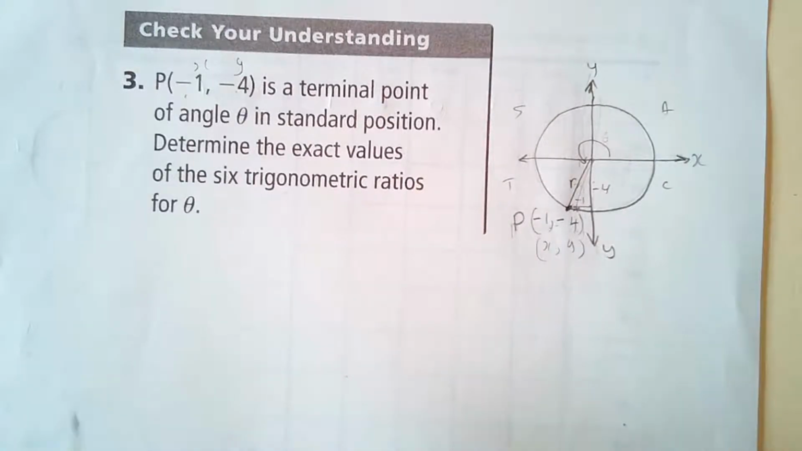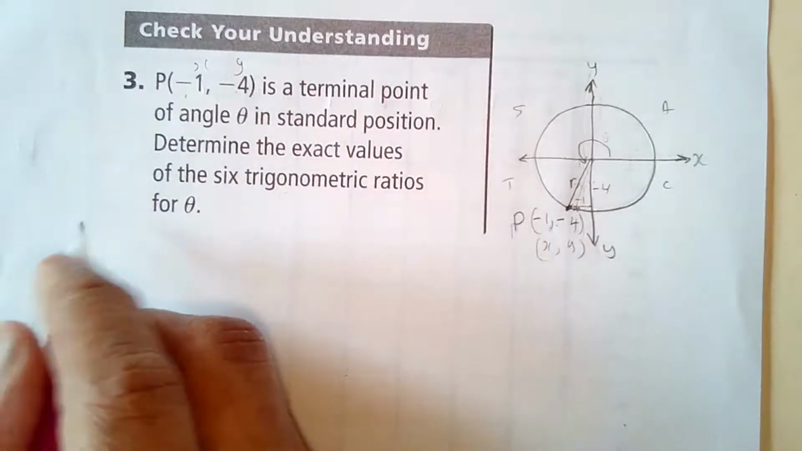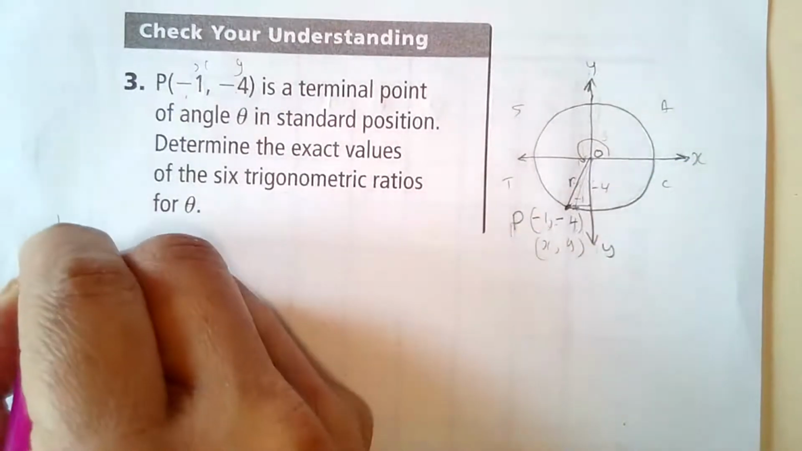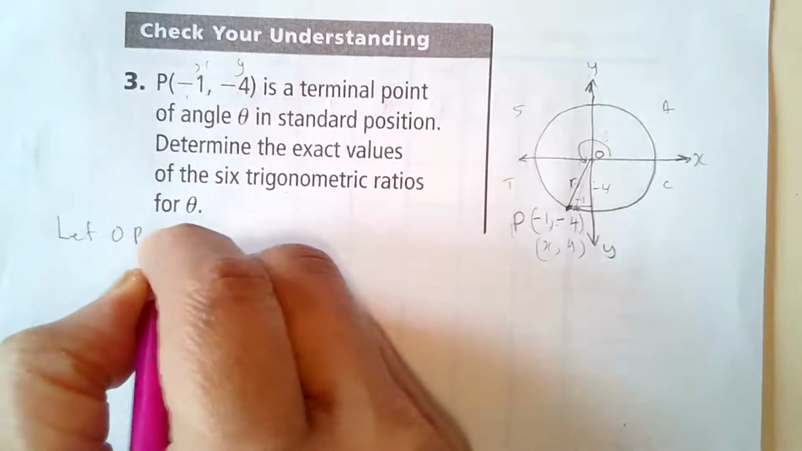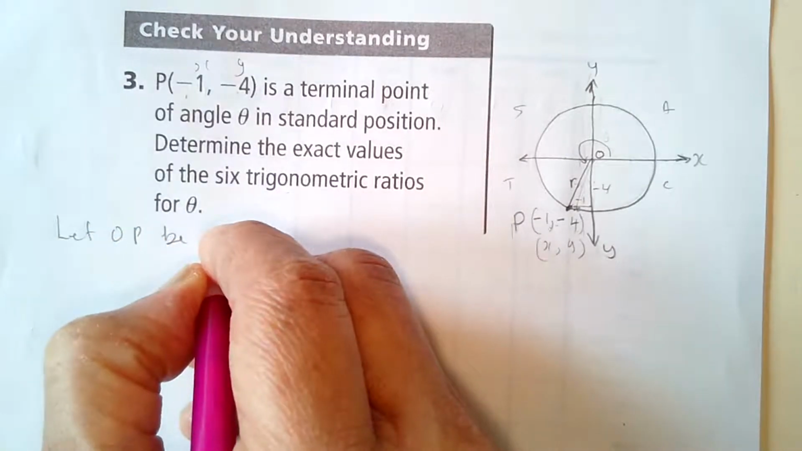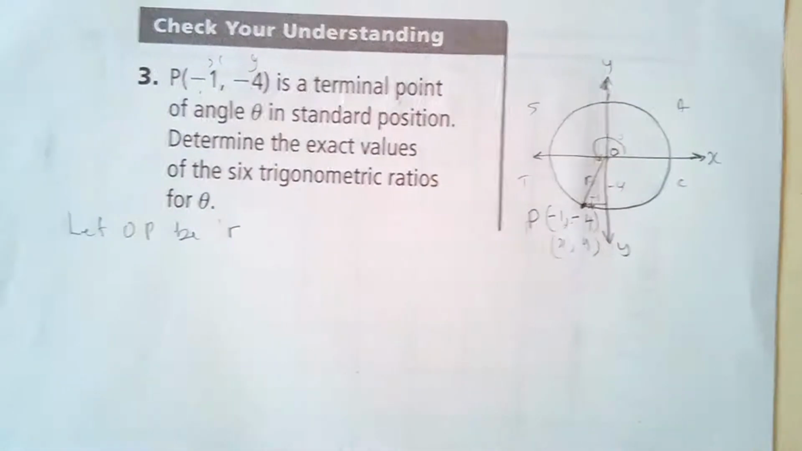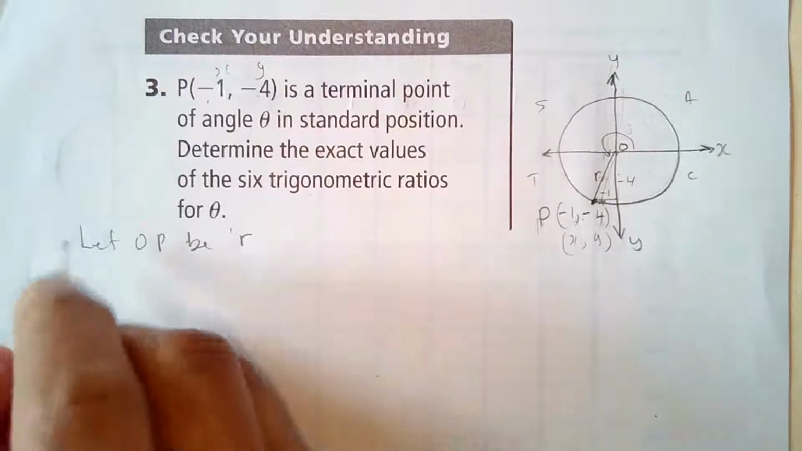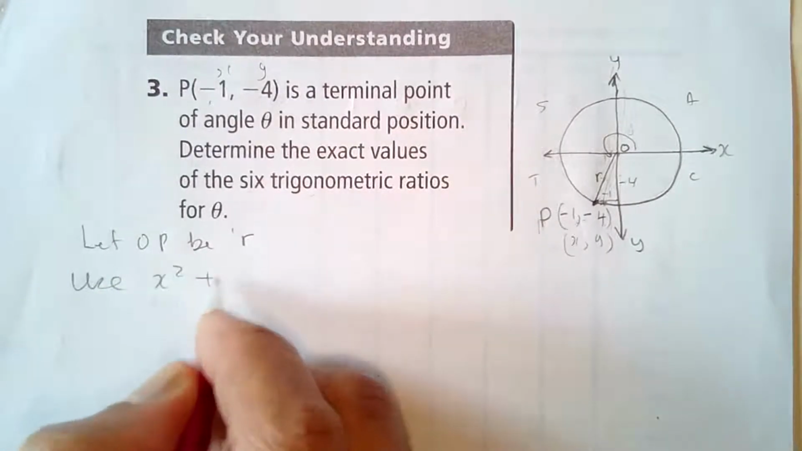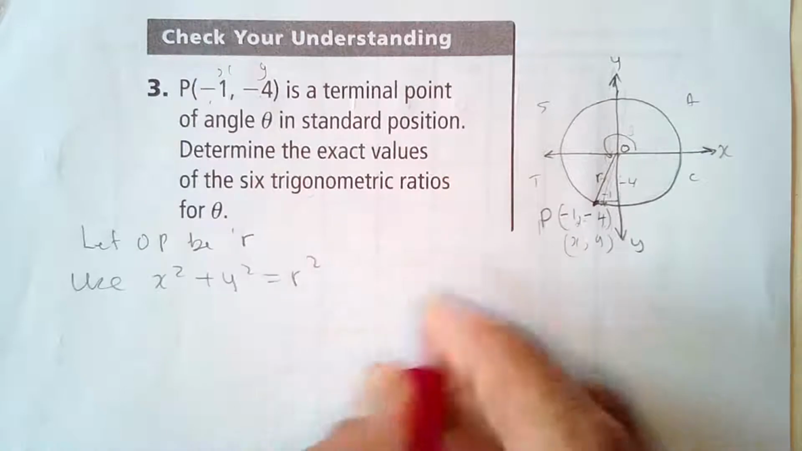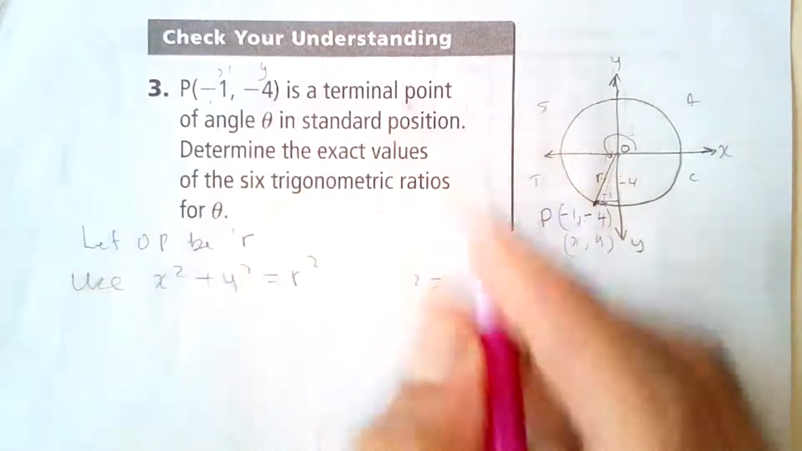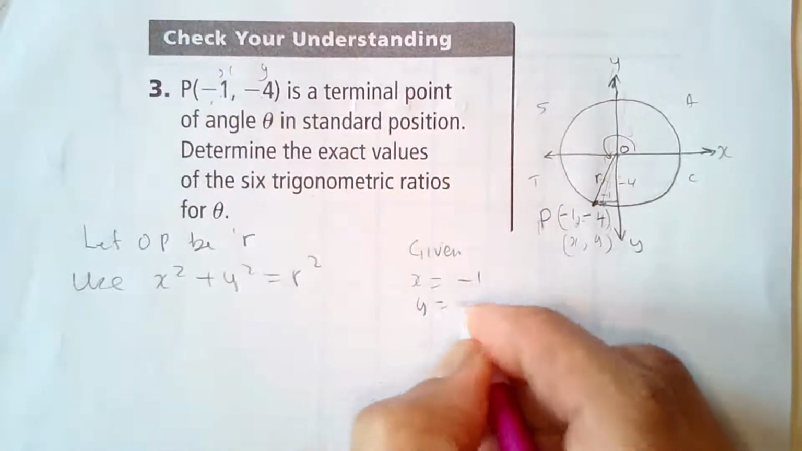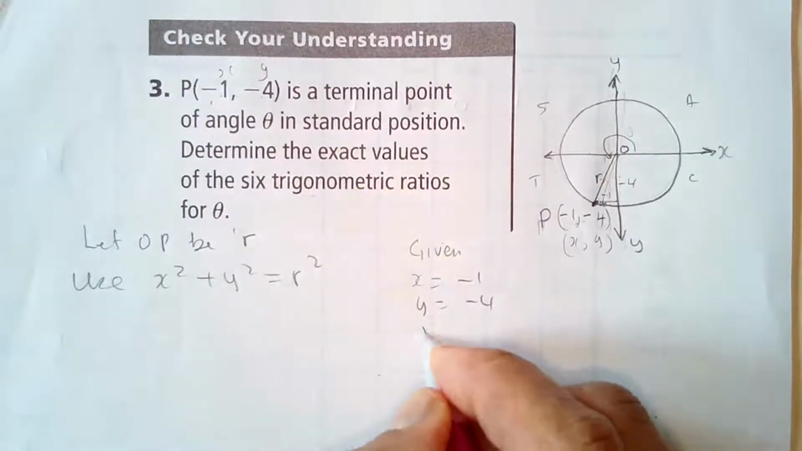Okay. So first thing we sketch our diagram, right? And let's call this the origin O and this P. Let OP be r. We let it be r for the sake of argument. You can give it whatever letter. The reason for that, because we can use a wonderful x squared plus y squared equals r squared. We know that x and y are given. So given x equal to -1, y is equal to -4, we need to find r.